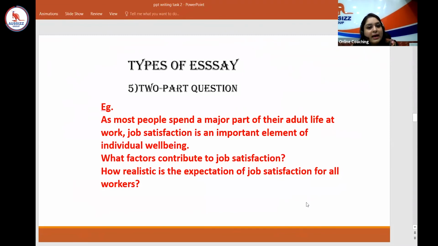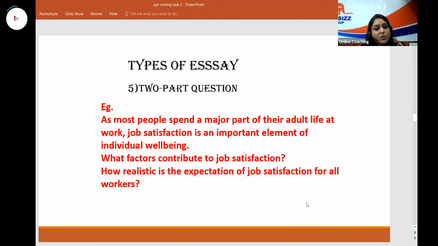For example, as most people spend a major part of their adult life at work, job satisfaction is an important element of individual well-being. This is your topic. Again, we have to read. As most people spend a major part of their adult life at work, of course, we are actually living this life. Job satisfaction is an important element of individual well-being. Job satisfaction is important.